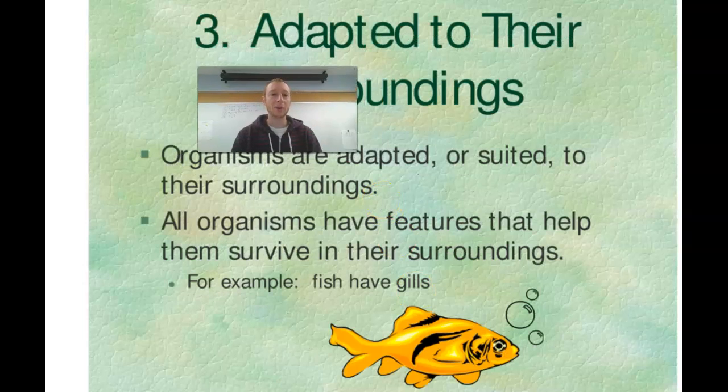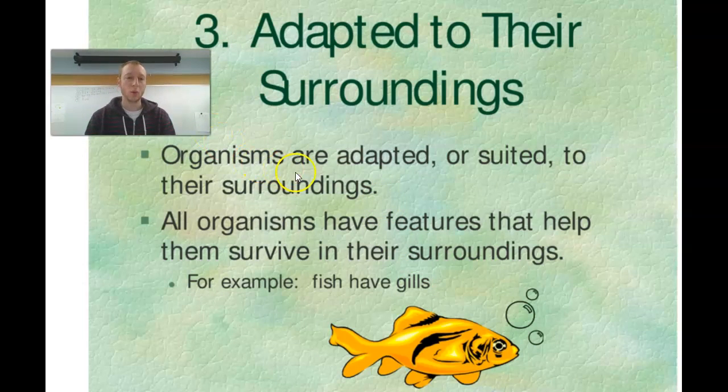Living things also are able to adapt to their surroundings. Organisms are adapted or suited to their surroundings. So in other words, they're able to kind of change themselves to fit better with their surroundings, right? All organisms have features that help them survive in their surroundings. For example, fish have gills. Elephants have those long trunks. All organisms have different abilities to survive in their surroundings. Now, a rock or a desk, if their surroundings change, is it going to be able to change? No, it's not living. It can't change. It can't adapt to its surroundings, but living things can.